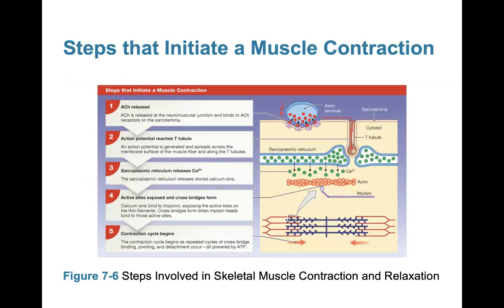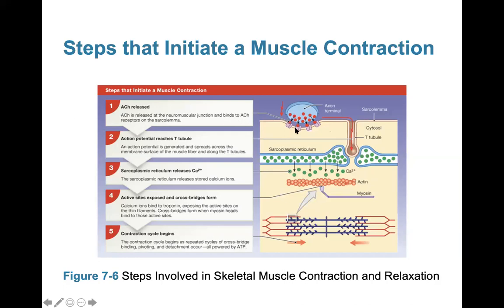And here's what's going to initiate a muscle contraction. This right here is going to be the end of an axon, which is the end of a nerve. This right here is going to be one muscle fiber. And what happens is a neurotransmitter is going to get released, acetylcholine. Acetylcholine is released at the neuromuscular junction, which is this connection point between the nerve and the muscle, and binds to the acetylcholine receptors located on the surface of the muscle fiber. The surface of the muscle fiber is referred to as the sarcolemma.